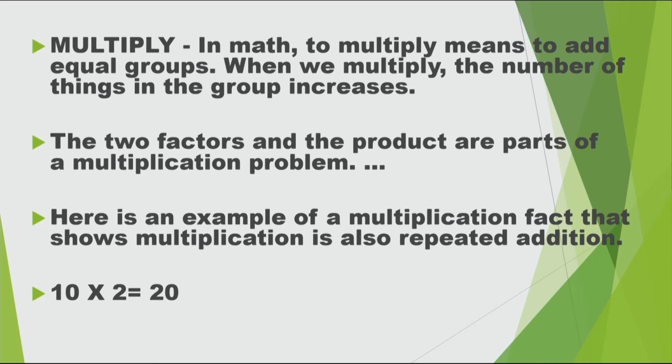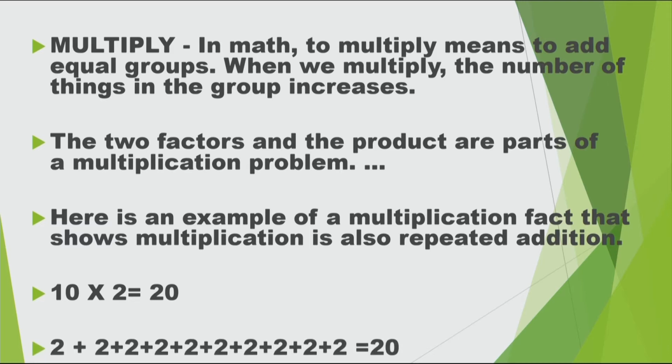10 multiplied by 2 equals 20. It's easy to remember that one because we've got 10 fingers on our hands and we've also got 10 fingers on our feet. So 10 times 2 equals 20.